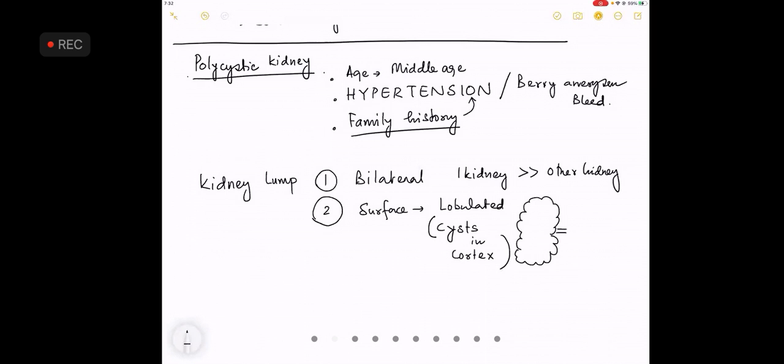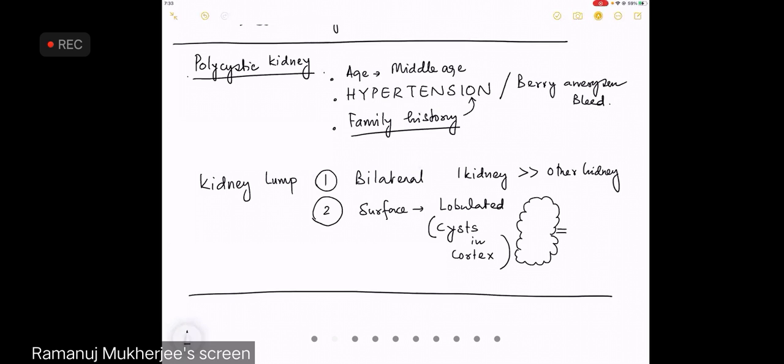Just tell me when you have completed writing. Done, na? Good. So by this time, if the examiner is asking you, tell me the differential diagnosis of a kidney lump, I hope you can tell three common conditions: cancer, hydronephrosis, and polycystic disease. Now, a little bit of discussion in each of them.